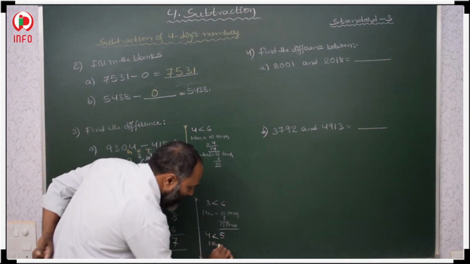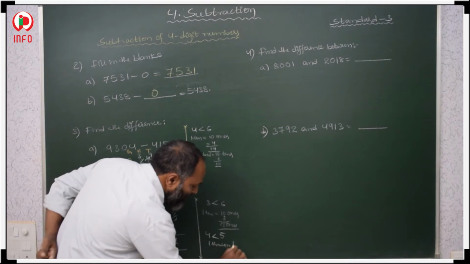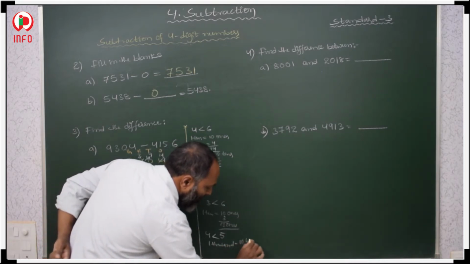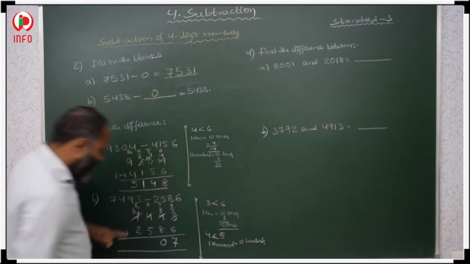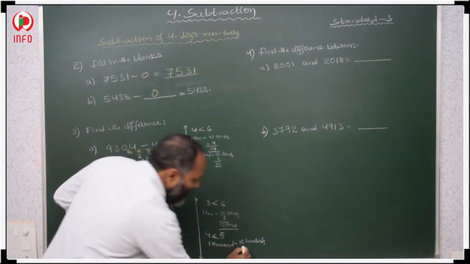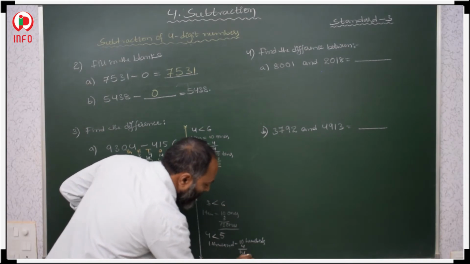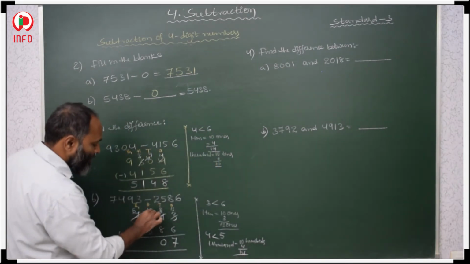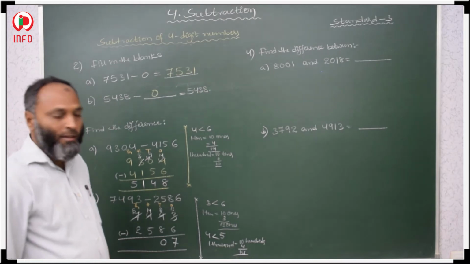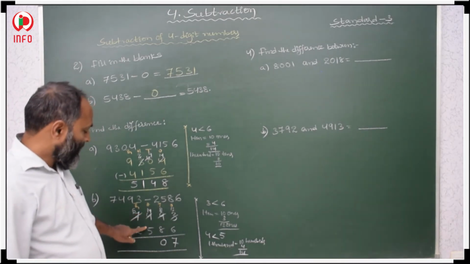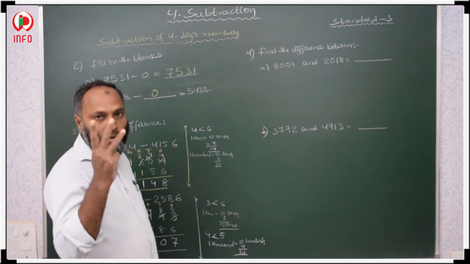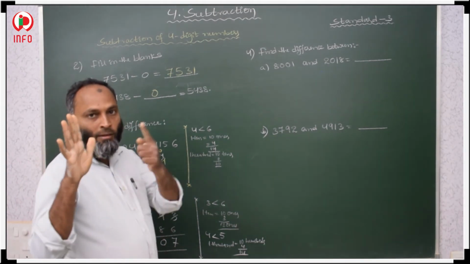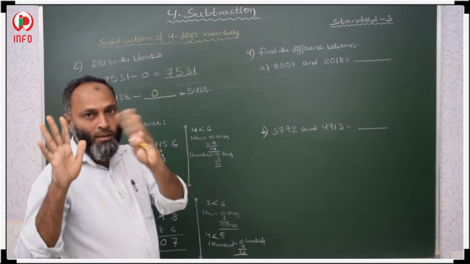1000 is equal to 10 hundreds. 10 hundreds. Already how many hundreds are there? 4. 10 plus 4, 14 hundreds we will get. Then 14 minus 5 means from 6 to 14 we have to count. 6, 7, 8, 9, 10, 11, 12, 13, 14. How many? 9.